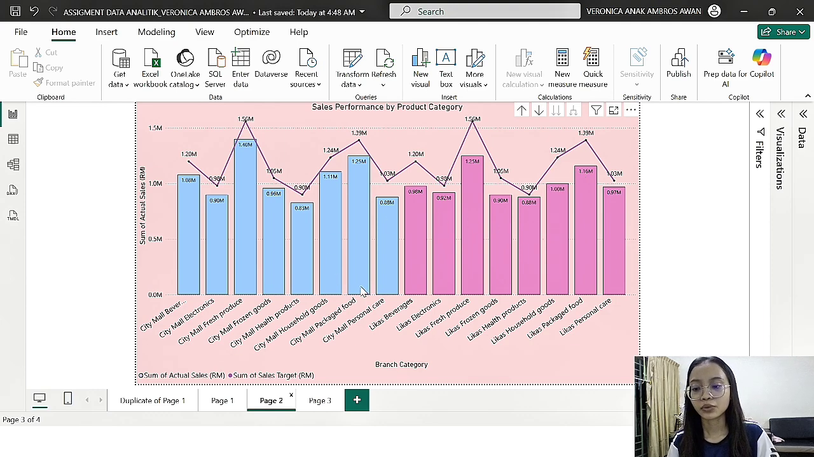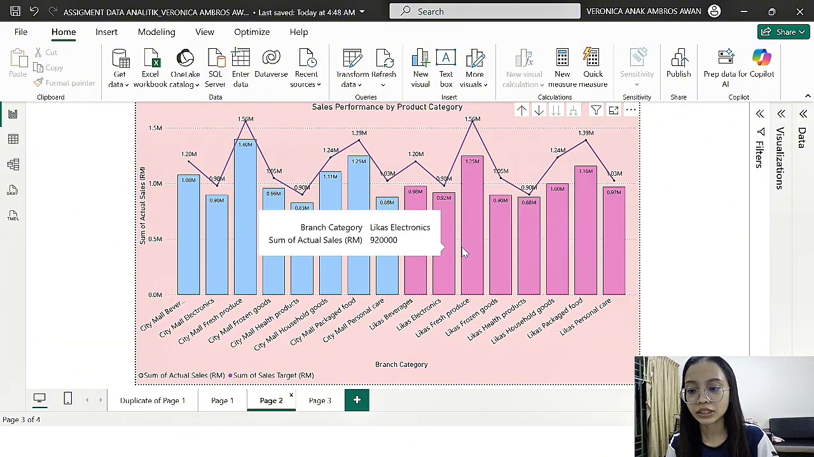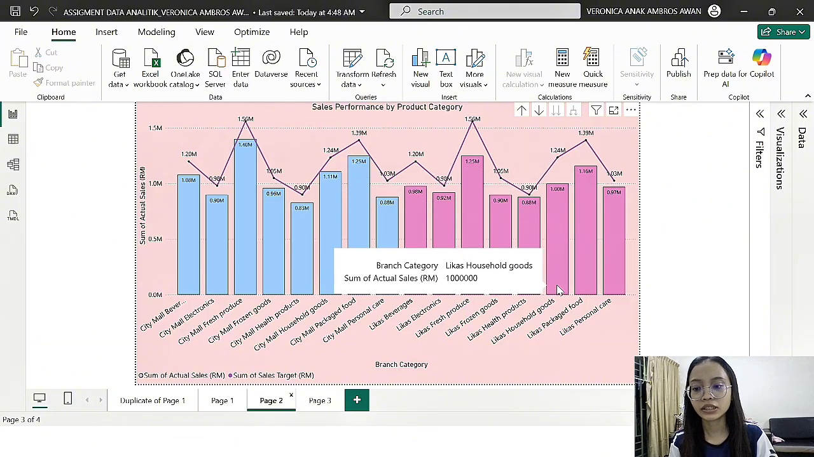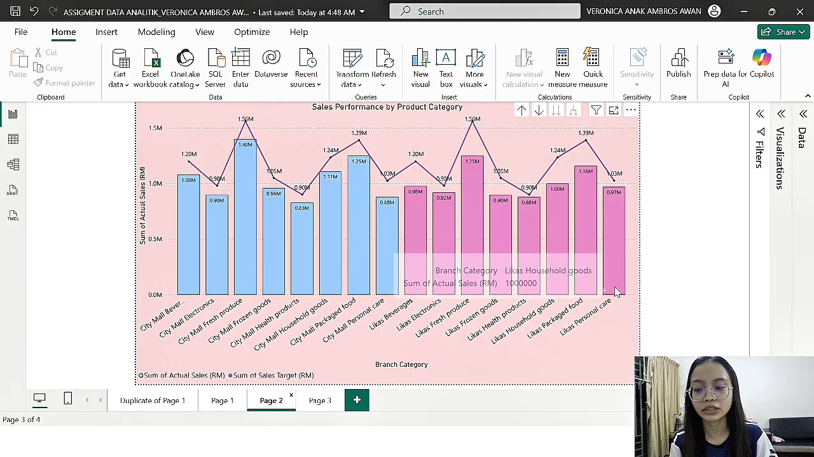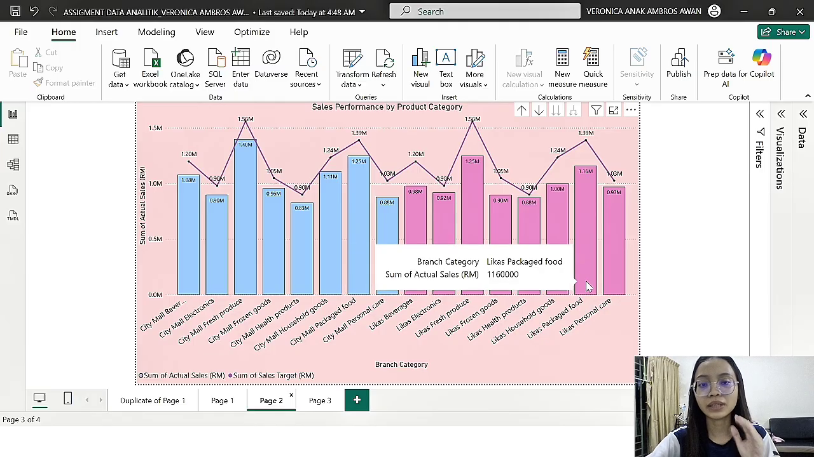This means that while City Mall is struggling to reach the target, Likas's actual sales are performing weaker overall, and this shows that the brand has more serious challenges in meeting the sales expectation.